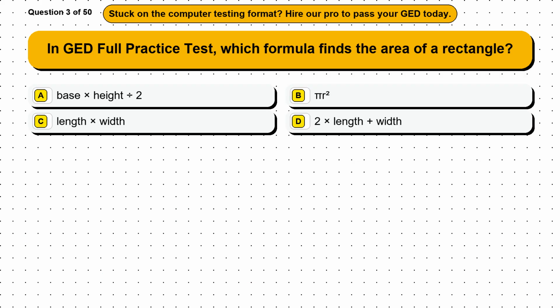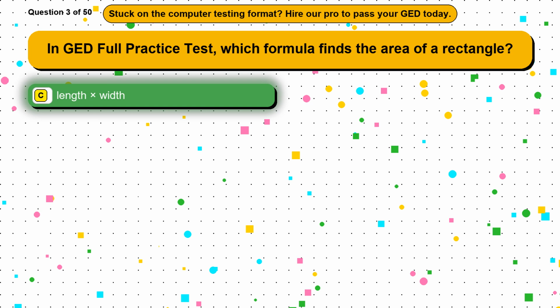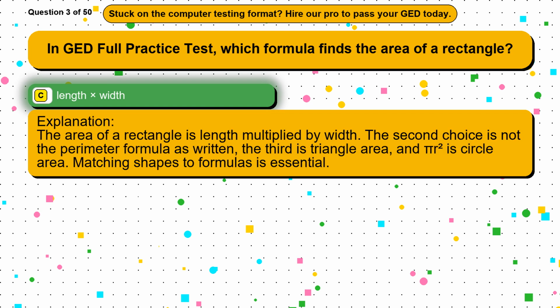Question 3. In GED Full Practice Test, which formula finds the area of a rectangle? Option A, base times height divided by 2. Option B, pi r superscript 2. Option C, length times width. Option D, 2 times length plus width. The correct answer is option C, length times width. The area of a rectangle is length multiplied by width. The second choice is not the perimeter formula as written, the third is triangle area, and pi r superscript 2 is circle area. Matching shapes to formulas is essential.